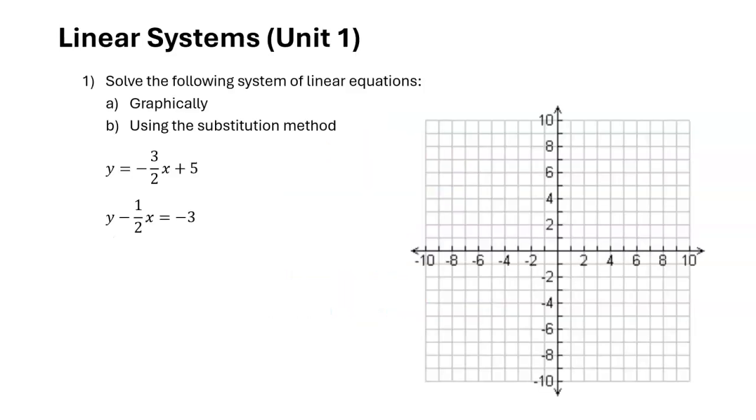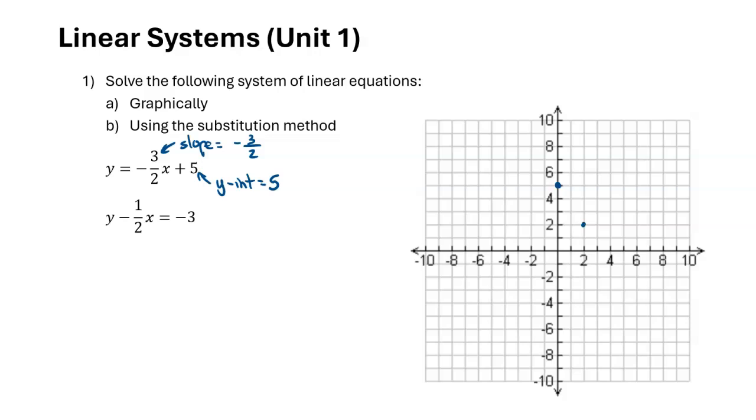So let's look at linear systems. The first question that we're going to look at says this: solve the following system of linear equations graphically and using the substitution method. Now you'll notice that we have two equations there, and you'll notice that the first is in the form y equals mx plus b, where that slope, m, is -3/2. The y-intercept is 5.